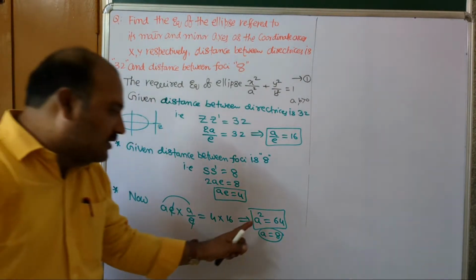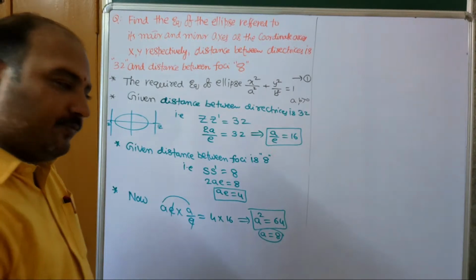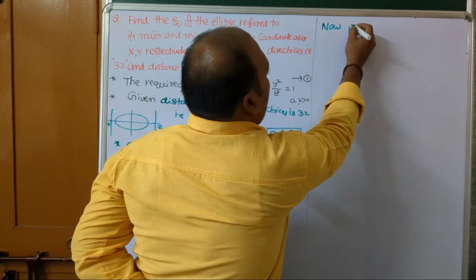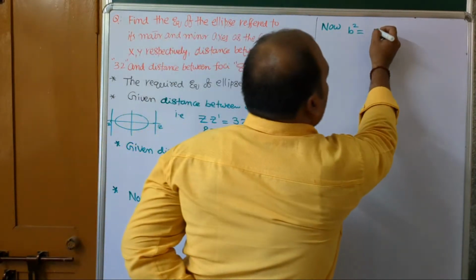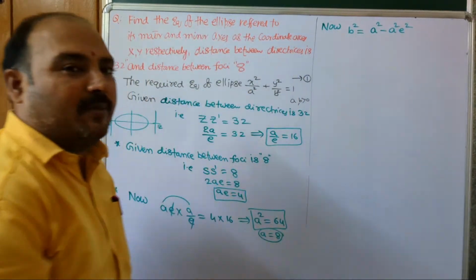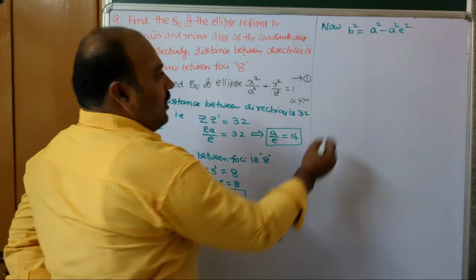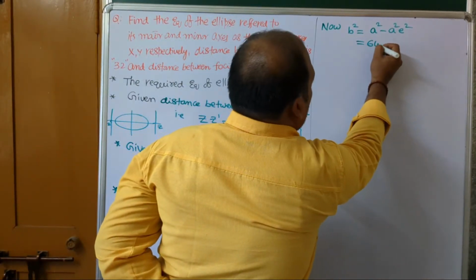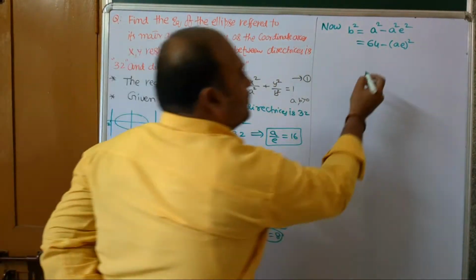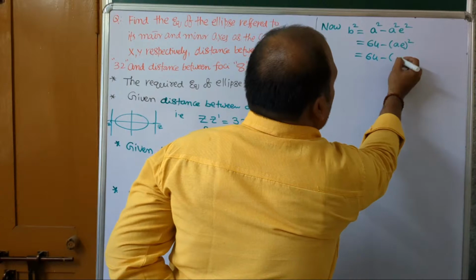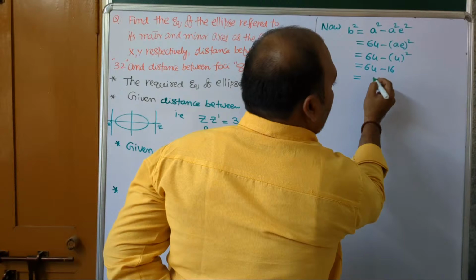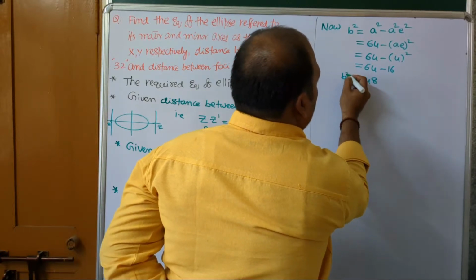After getting a square and AE value, now b square equals a square minus a square e square. Otherwise, a square into 1 minus e square formula. So a square value 64 minus AE whole square. What is AE? We got it here, 4. So 64 minus 4 square, so 64 minus 16. So 48 is the b square value.